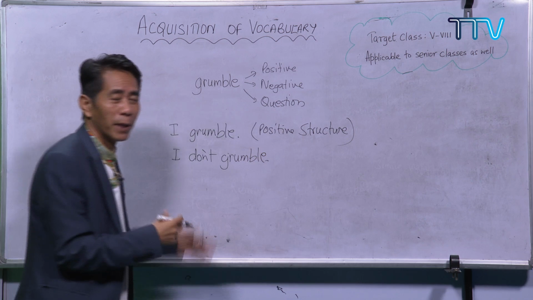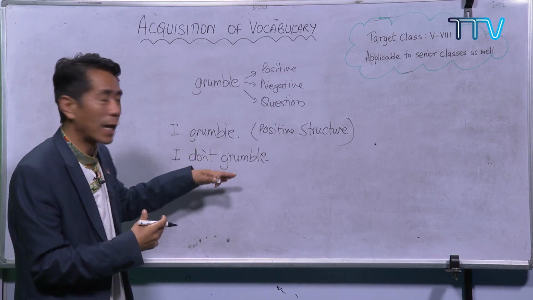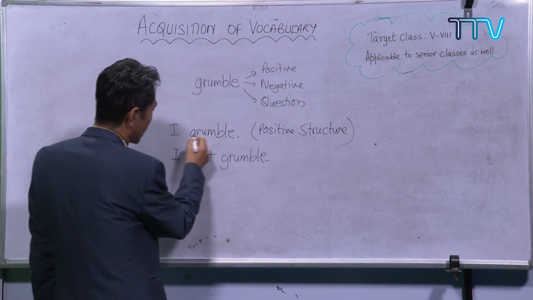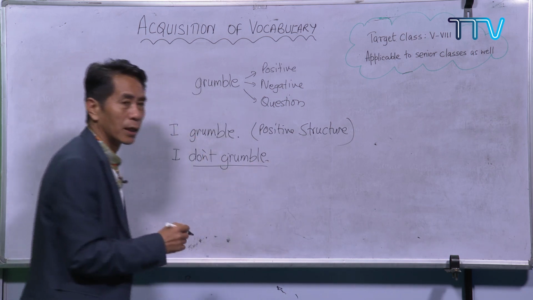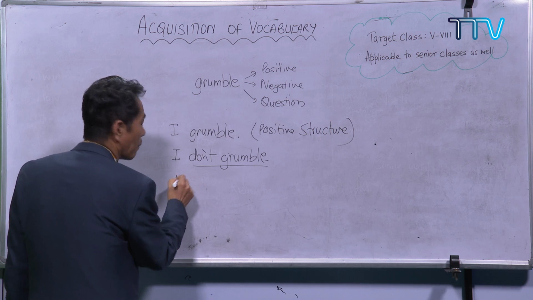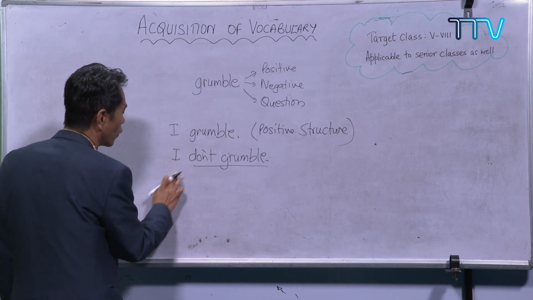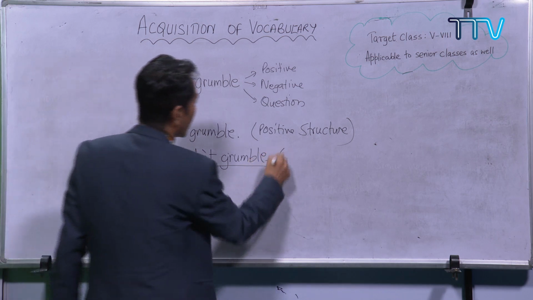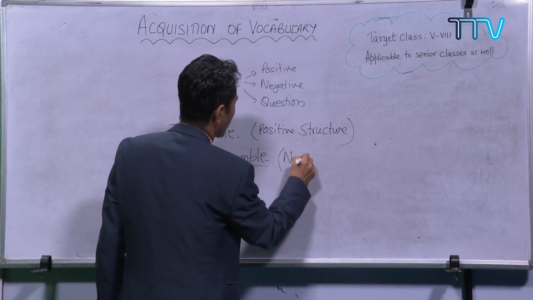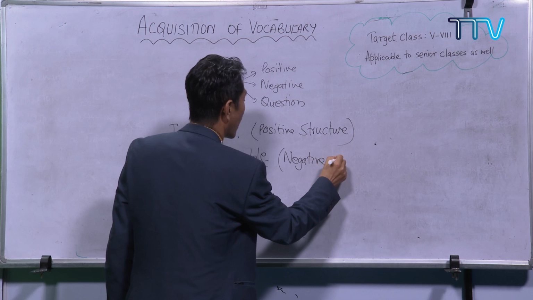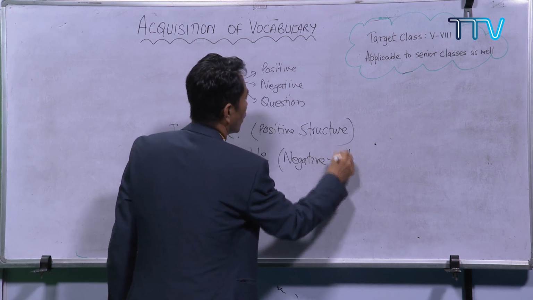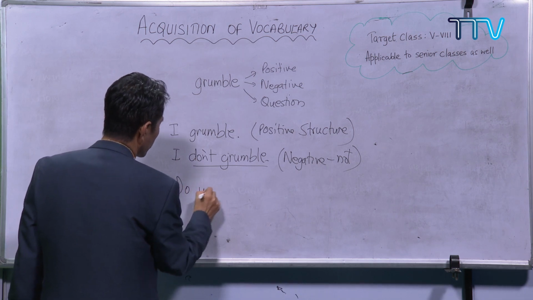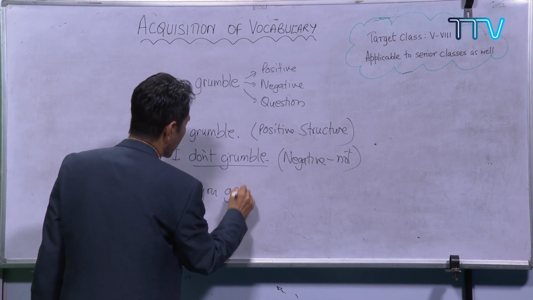So, this is how you build, not just the vocabulary. This is how you increase your sentences also. I grumble. I don't grumble. Now, suppose he grumbles, and then the word don't will change. I'm not going to stress that much. So we are done with the negative, because we have not. And the third one, do you grumble?